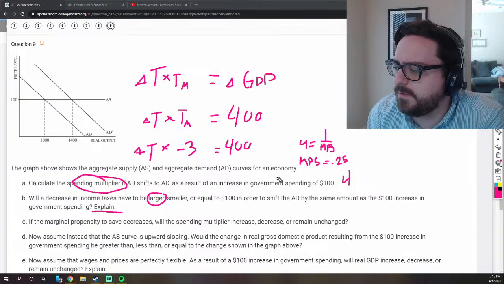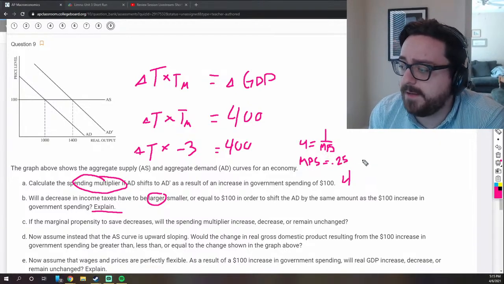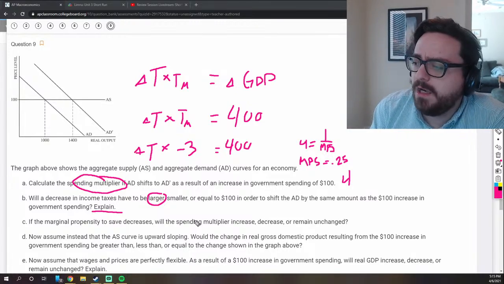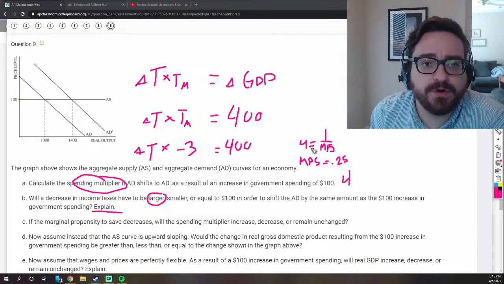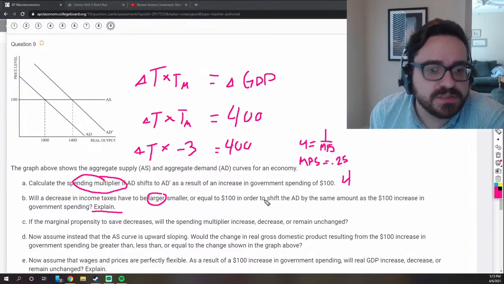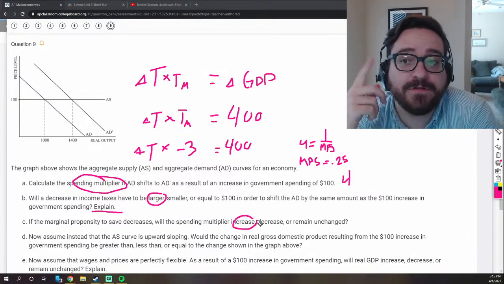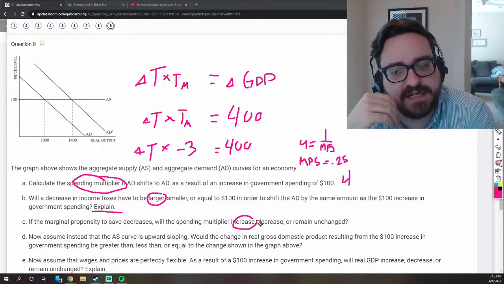Okay, well, my multiplier was 4. We mentioned that. My MPS was 0.25. So let's just say instead, my MPS is 0.1. That'd be my MPS going down, which is what it said. If my MPS is 0.1, then my multiplier would be 1 over 0.1, which is 10. So the multiplier would increase. The lower the MPS, the higher the multiplier. The less you save, the more you spend. That's all that's telling me.